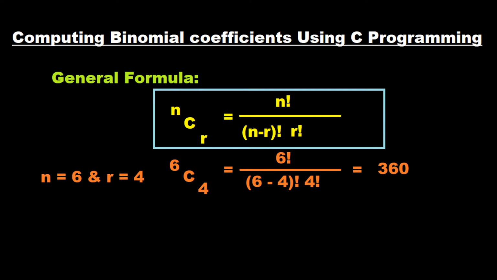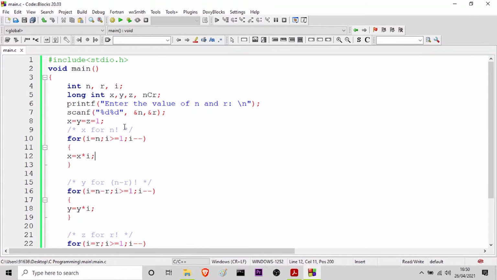As you can see here on the screen, nCr is equal to n factorial divided by (n minus r) factorial into r factorial. So let us go on to the editor so that I can show you the program with the help of which we can calculate the binomial coefficients. So I'm going to my editor now, and you can see here I have already written down the program for you.